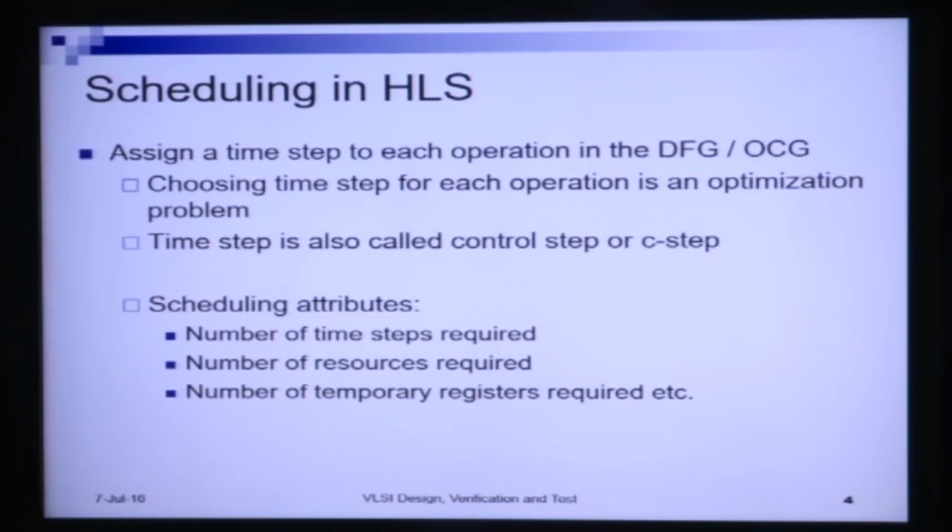So, the lower the number of time steps within which all operations in the basic block can be scheduled, the better it is in terms of performance of the circuit, and the faster that circuit will be. However, in general, performing in a lower number of time steps requires higher resources, more resources, as we will also see. So, the next attribute is how much resources were consumed by this schedule, and other attributes could be how many temporary registers were required, muxes, demuxes, etc., as we will see.